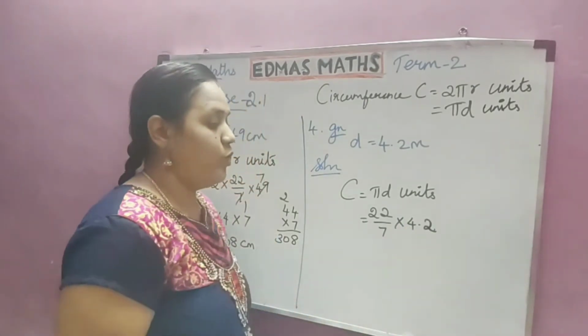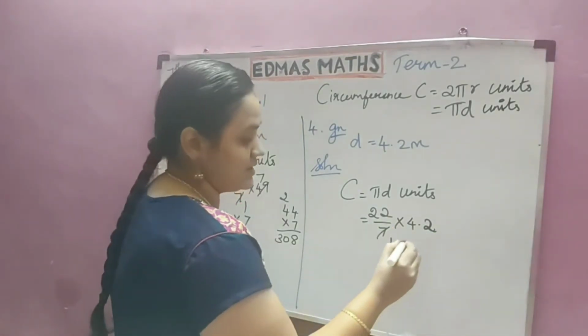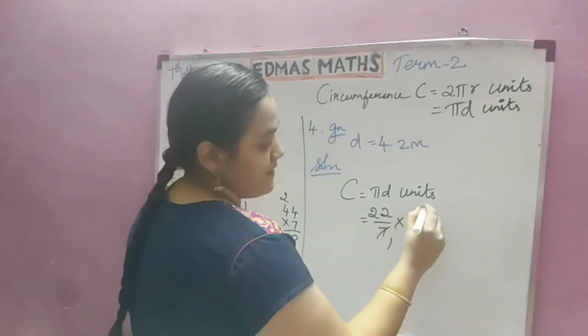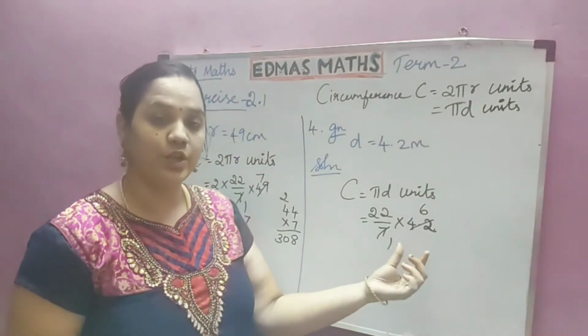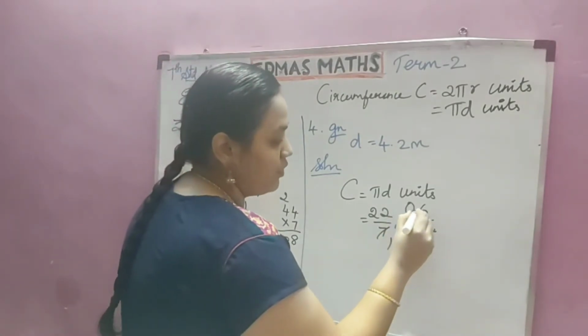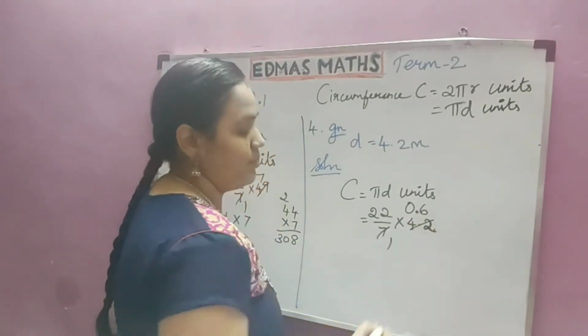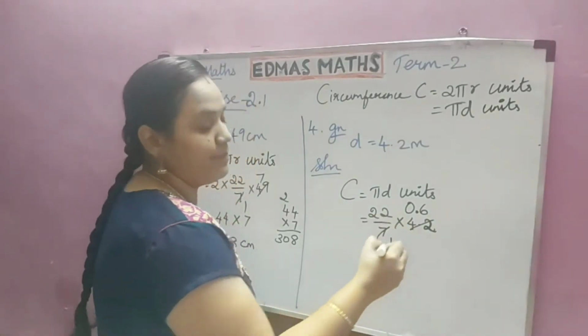So here 42 is divisible by 7. So we can cancel this, 1 7s are 7, 6 7s are 42. But here we have 4.2. So before one digit we have point. So I am also keeping the point before one digit. So 0.6. Now we have to multiply these two numbers.